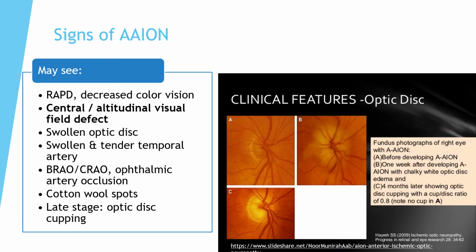With AAION testing visual field, you'll notice that the patient often has a central or altitudinal visual field defect. Upon observing the pupils, the patient will have an RAPD, or a relative afferent pupillary defect. This can be confirmed by a swinging flashlight test.